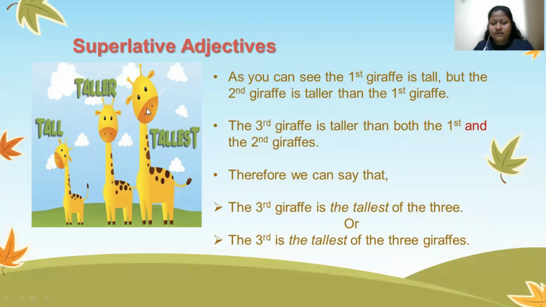So when we are talking about the third giraffe, we use the superlative adjective, that is tallest, because it is taller than both of the other giraffes that we are considering. There are two ways that we can state that. The third giraffe is the tallest of the three. Or we can say the third is the tallest of the three giraffes.